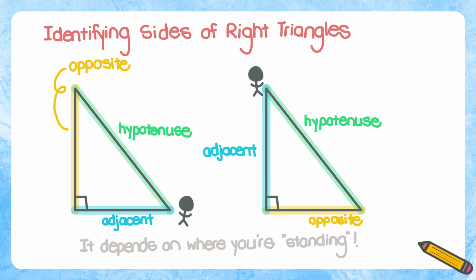Last time, we talked about how to identify different sides of right triangles. We have the hypotenuse, which is across from the right angle. We have the opposite side, which is across from where you're standing. And we have the adjacent side, which is right next to you. Remember that these sides depend on where you're standing.